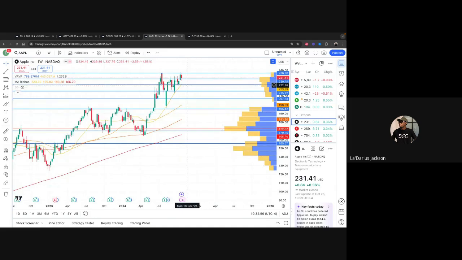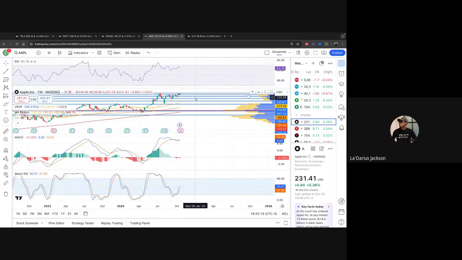And then the thing that's catching my eye is the fact that this 20 MA is pretty much not giving Apple a choice and just smashing it up against its resistance, which is again that 230, 235 area, which I think Apple could get pushed through from the strength of its, I said 20-day moving average, I meant 20-week moving average. And then also we do have a pretty decently high RSI at about 64, but if earnings is nice, we could see about a 73, 74 RSI for Apple before it cools down again, because again, momentum is building up.